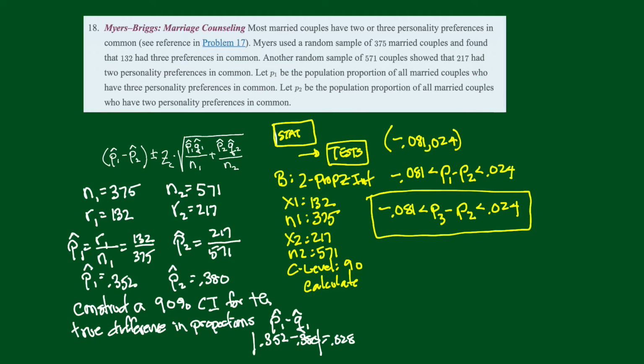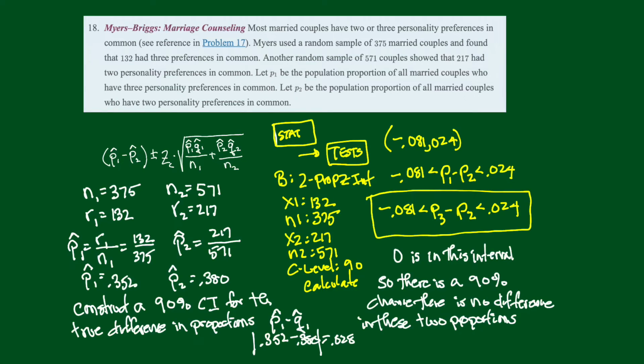And notice again that 0 is included in this interval. So that tells us that there's a 90% chance, because we did this at 90%, remember, that there's no difference in these two proportions. Now, if you want to stick around, I'm going to do this where I substitute the numbers in and compute, although I'll do a brief version of that.